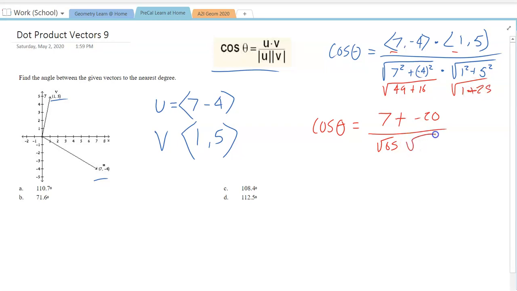So square root of 26. All right, so then we just need to do the cosine inverse on both sides to be able to get rid of the cosine, or just get the angle. So the angle equals cosine inverse of all of that.